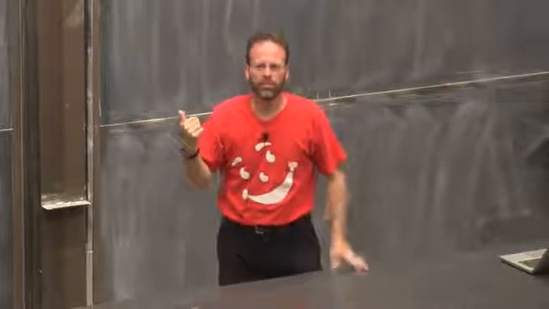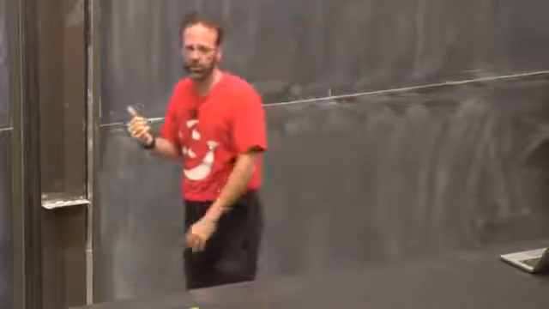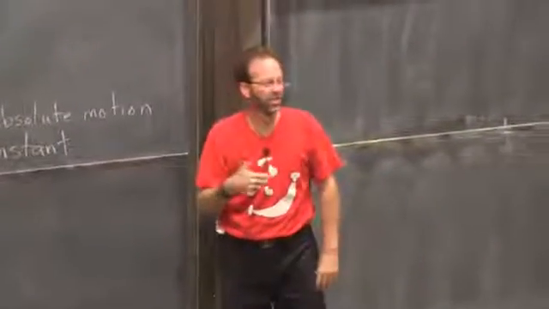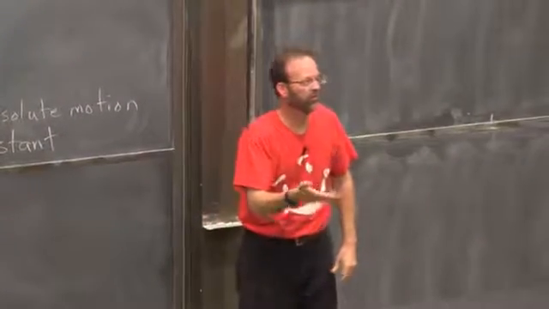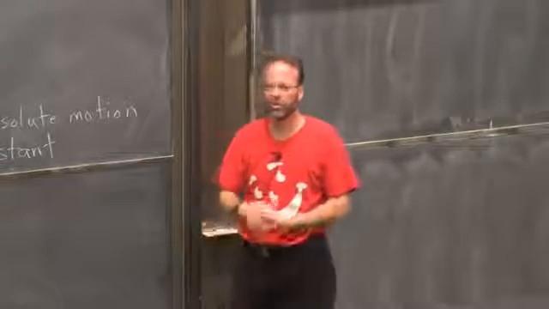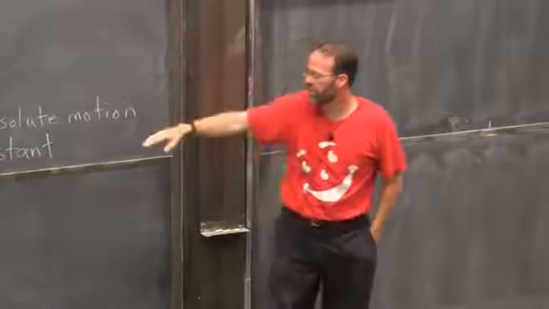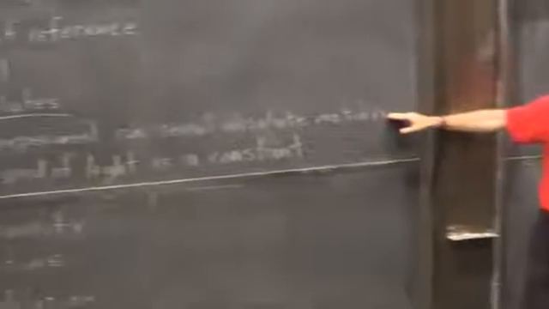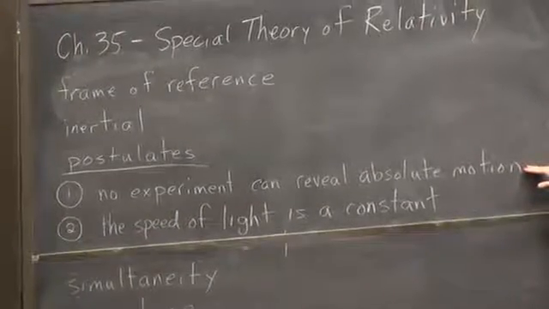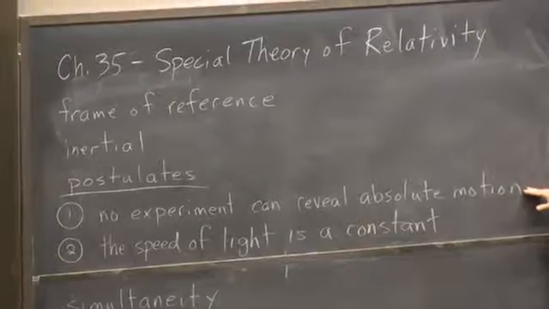We'll show a little clip that will show you what I mean when it's non-inertial. It basically means if something's accelerating, changing its speed, then we don't say it's inertial. It's non-inertial. And so the first postulate, as he just said, is that there's no experiment that can reveal absolute motion. He gives you the idea behind that.